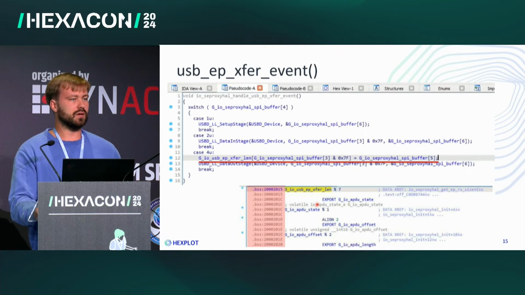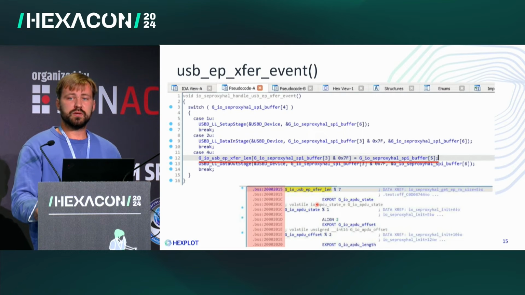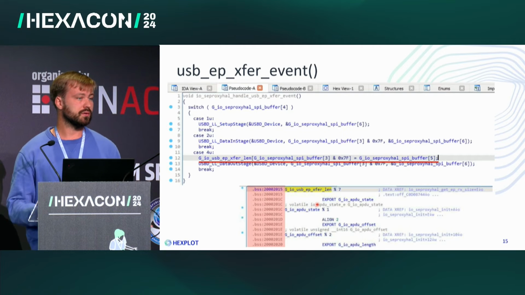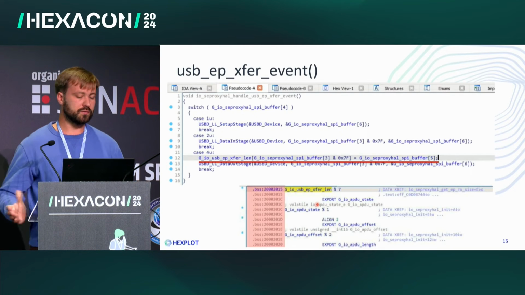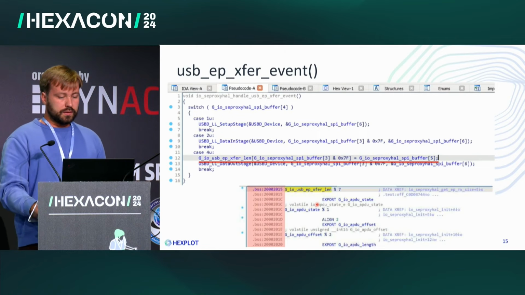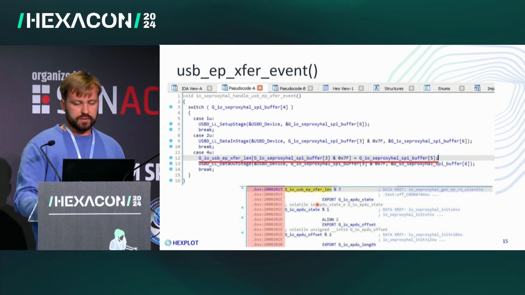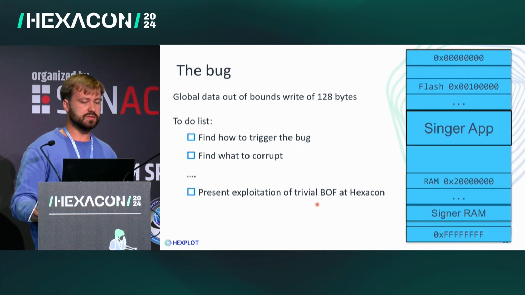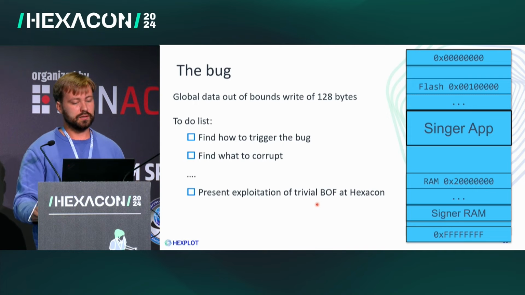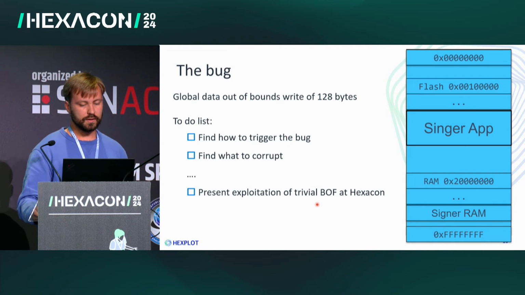There are 8 endpoints for USB for the signer app, and there are 2 for the UI app. And this bug is on both the UI and the signer side of things, because it's part of the SDK. And so what we can do is obviously write out of bounds 128 bytes. So this data is in RAM, and all we need to figure out is how to trigger this bug now and what to corrupt to get the keys out.